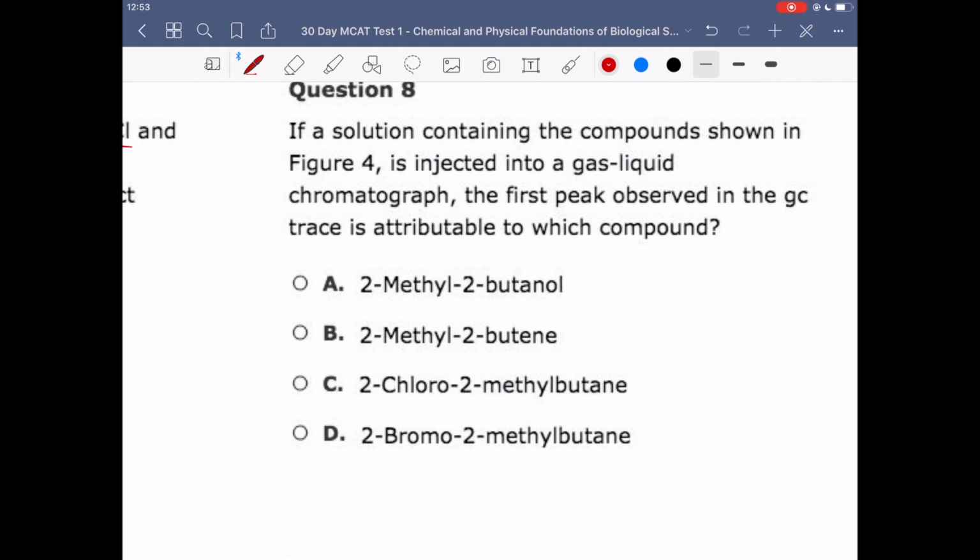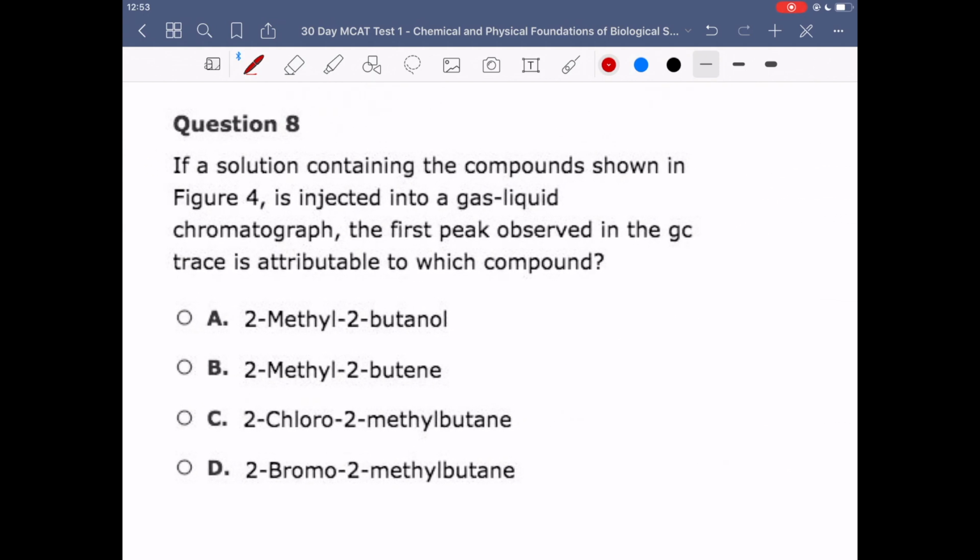In question 8, it says if a solution containing the compound shown in figure 4 is injected into a gas liquid chromatograph, the first peak observed in the GC trace is attributable to which compound? So the compounds in figure 4 are in a gas liquid. We do gas liquid chromatography on them. The first peak is which one?